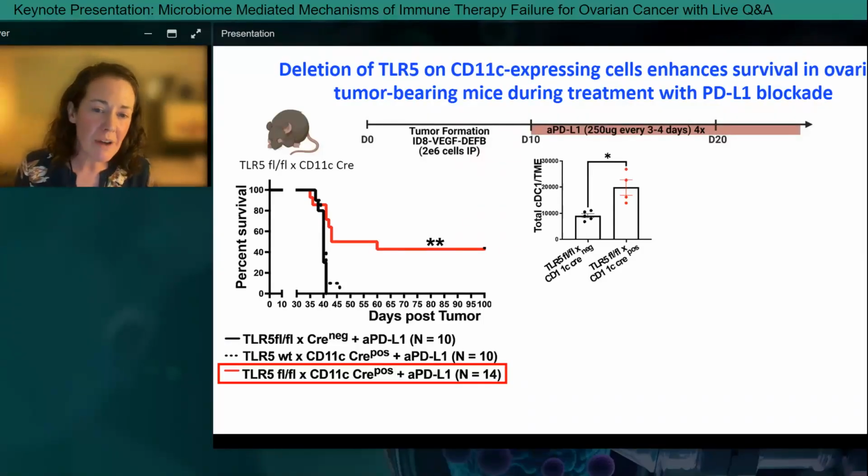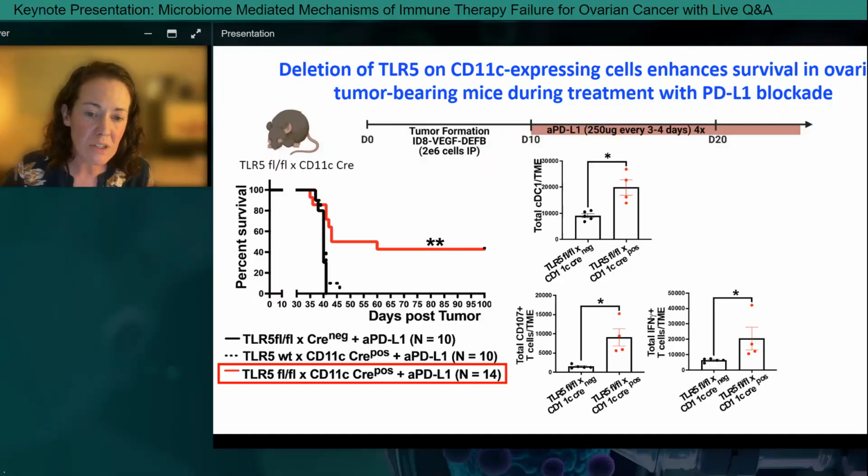Importantly, looking in the tumor microenvironment of these animals, we find that in mice that lack TLR5 only on their dendritic cells, we start to see increased numbers of these cross-presenting dendritic cells, and this corresponds with improved T cell function, as indicated by evidence of T cells that have recently degranulated by CD107 staining or interferon gamma production.